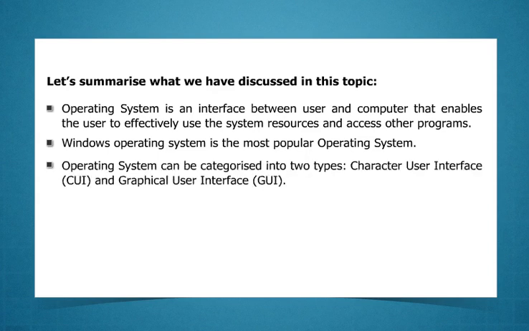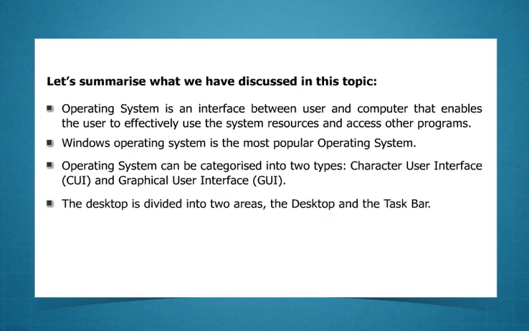Operating system can be categorized into two types: Character User Interface or CUI and Graphical User Interface or GUI. The desktop is divided into two areas: the desktop and the taskbar.